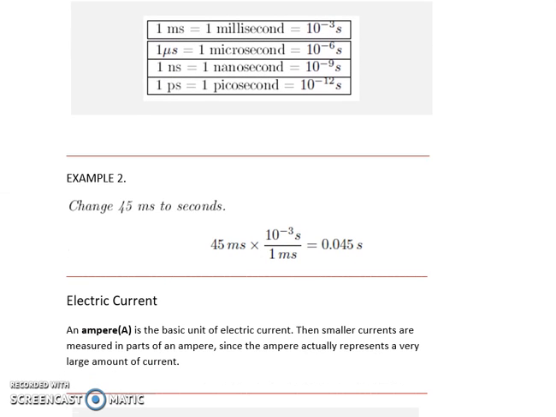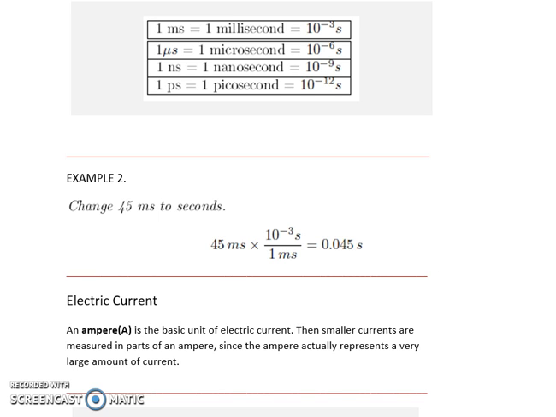Here's another example showing how to convert 45 milliseconds to seconds. Take the original unit and multiply by the conversion factor with seconds and milliseconds. Put the milliseconds in the denominator so that the millisecond units will cancel, and then we can multiply 45 by 10 to the negative 3, which is the same as dividing by 10 to the third, to get 0.045 seconds.